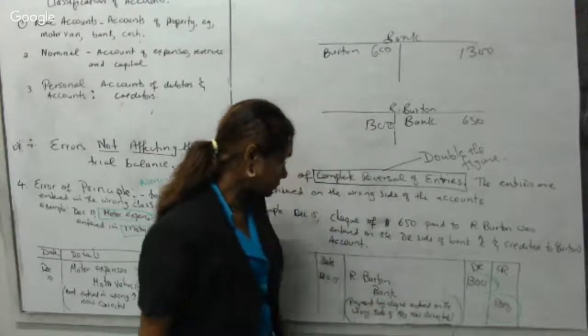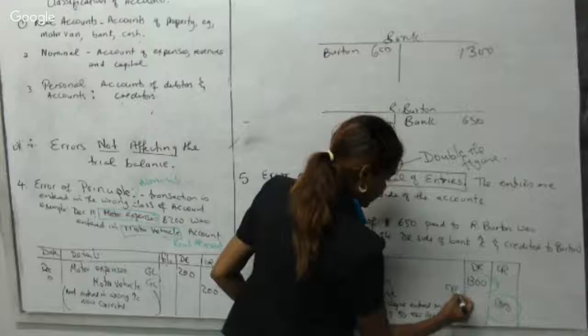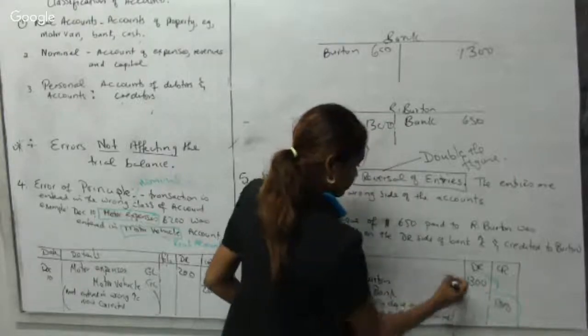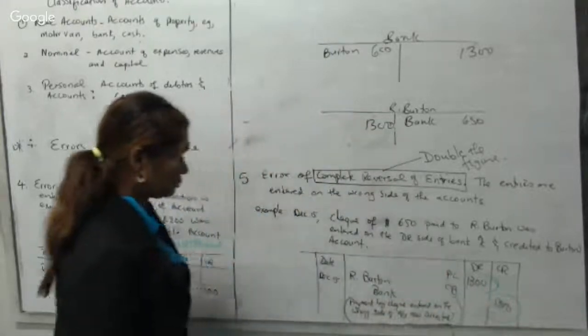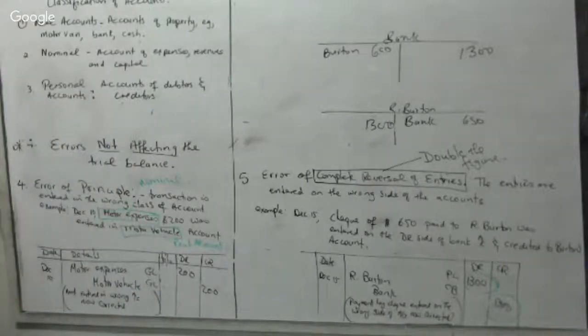No, corrected. And this is bank CD, and payment, the person would be PL. Payment entered on the wrong side of the account. No, corrected. Yes, there's one more.